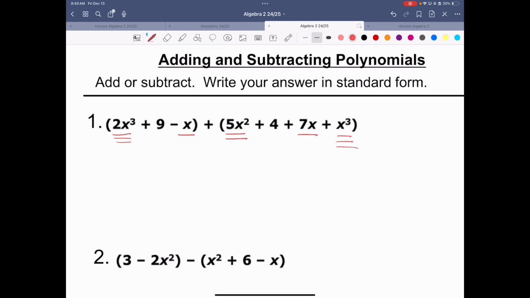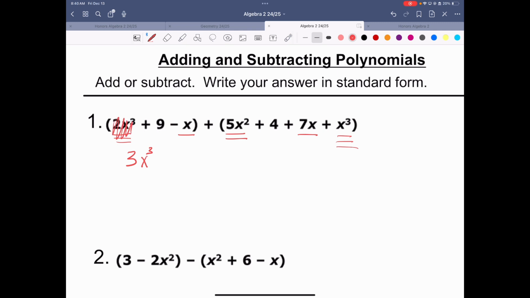The reason I like to do that is because I have to put it in standard form. Now putting it in standard form, I just have to go 3, 2, 1, none. So I look at my ones that have 3 lines underneath it. I've got 2x cubed and I've got x cubed. So I've essentially got 2 apples and I add another apple. That gives me 3 apples. So I have 3x cubed. So my x cubes are done.